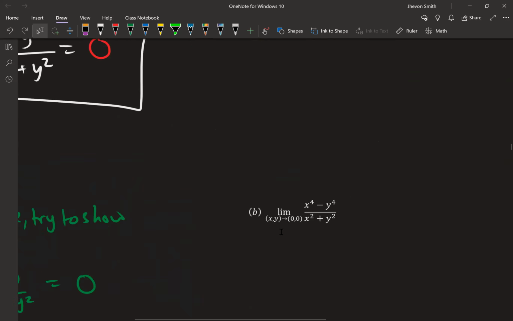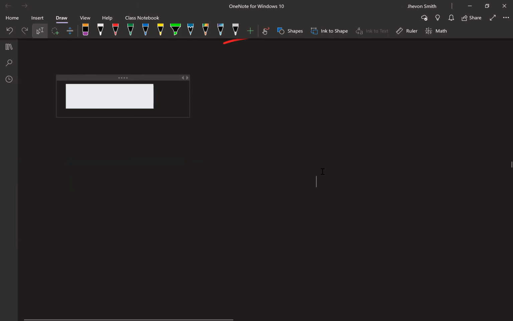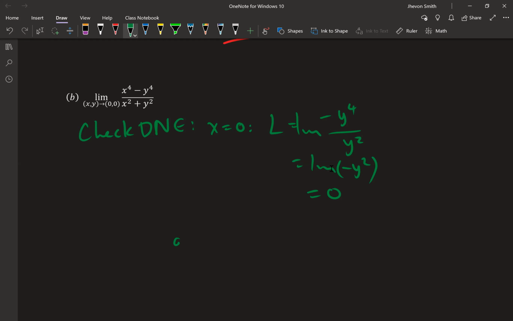Okay, let's, what about this one? Check if it's DNE. I mean, there's something else that's jumping out here, but let's see if someone sees it. Check DNE: if you go along x equals 0, you would get the limit of minus y to the 4th over y squared, and you're taking the limit of that. That is just the limit of minus y squared, which of course approaches 0. And if you go along y equals x, then you would get the limit of 0 over 2x squared, which is also 0. So at this point, you're suspicious.